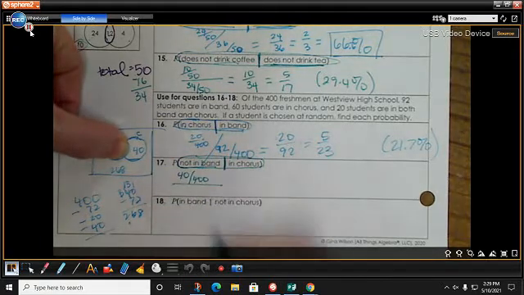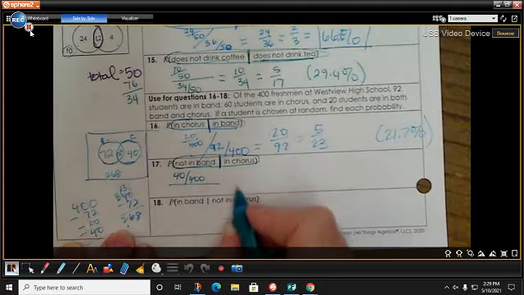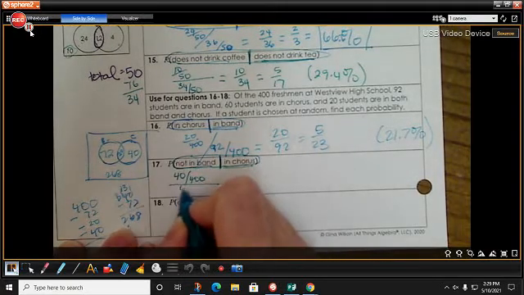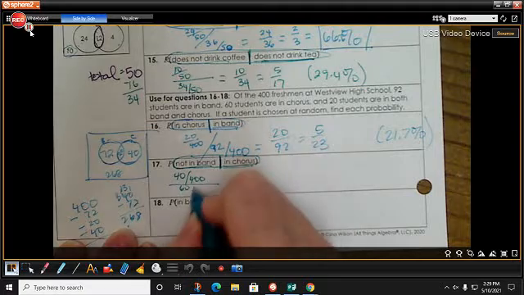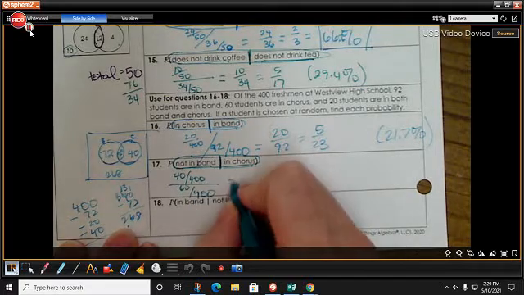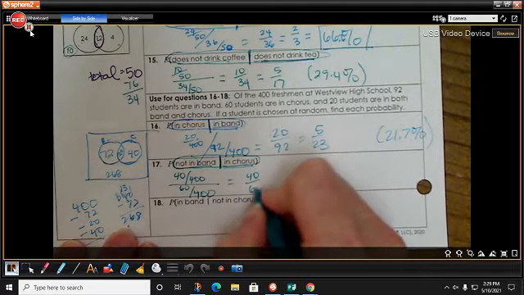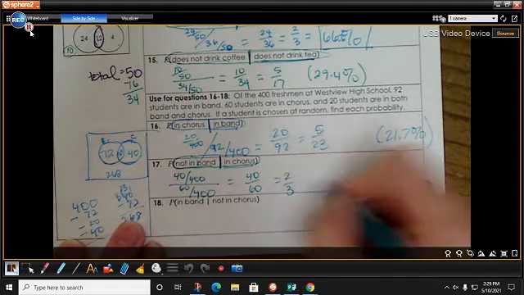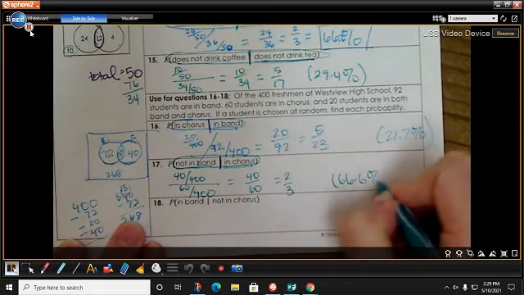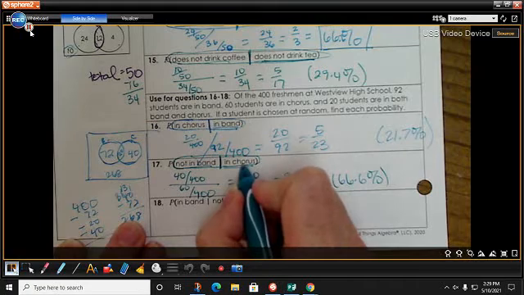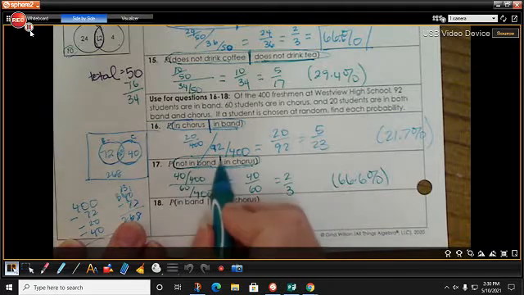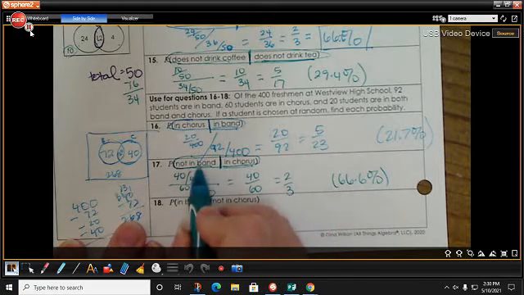And then on the bottom, I need the probability that I will just be in chorus. Well, that's 60 out of the 400. So when I simplify that out, I have a 40 out of 60 chance, which is about 2/3 or 66.6%. So if I know I'm in chorus then I have a 66% chance that I'm not in band. That's what we're talking about here. I know my chance of not being in band if I know I'm in chorus.